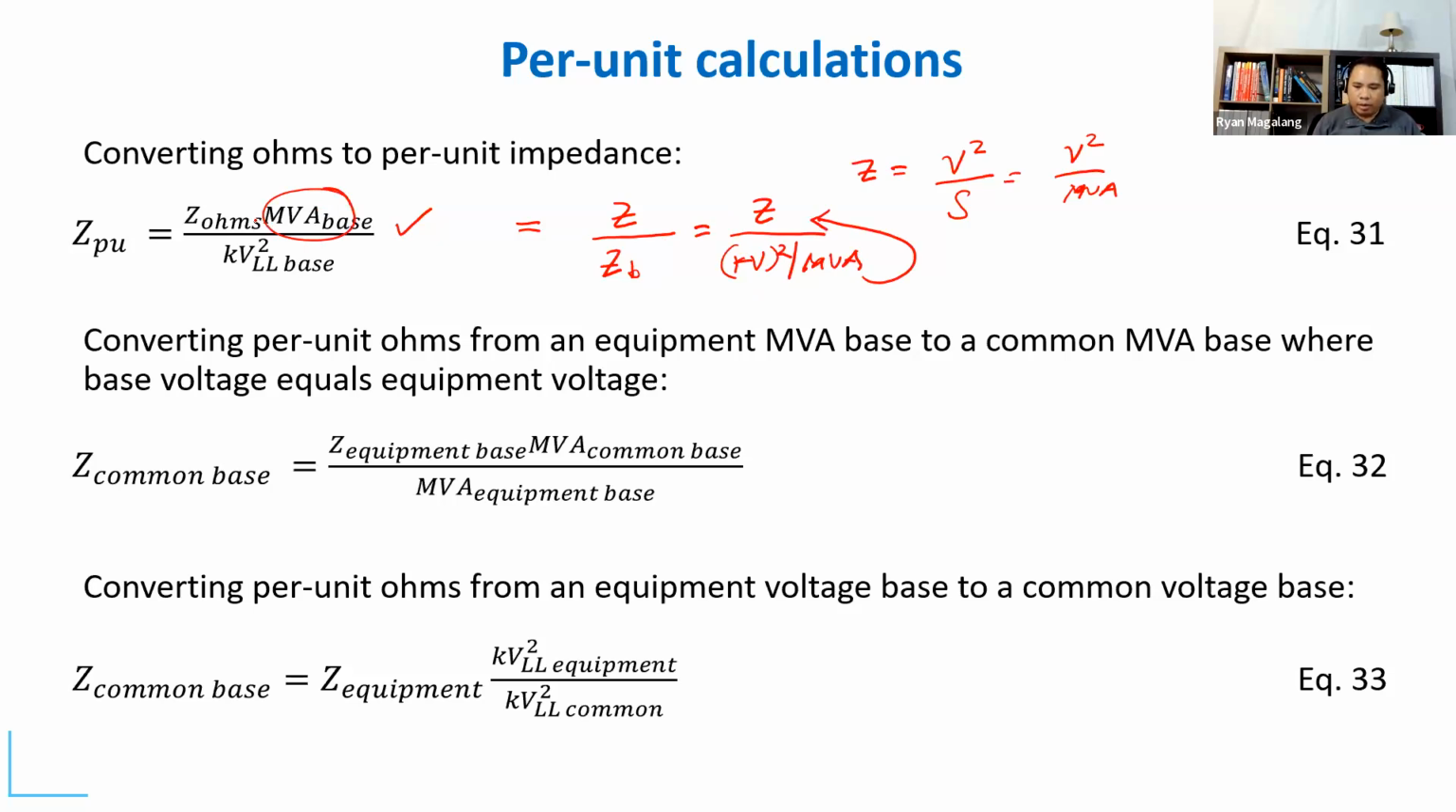So normally, your devices such as a transformer are already given in per unit. The impedance is already given in per unit, not in ohms. So you'll have to convert that into your chosen base. So you have to select a common base, and the formula is this.